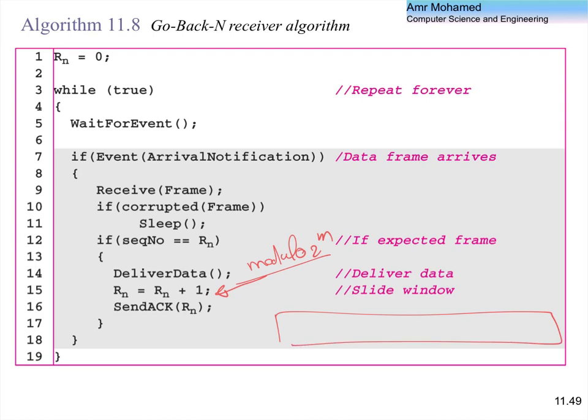Why? Because the receiver has, again, the same window size, and it always expects everything in order. So the only thing here is that we have to account for the fact that the sequence number is actually 2 to the power m, which could be more than just 2 sequence numbers. It can be up to 2 to the power n. No other changes. And of course, when I deliver the frame to the network layer, this means that I receive the frames in order and I deliver them to the network layer in order.